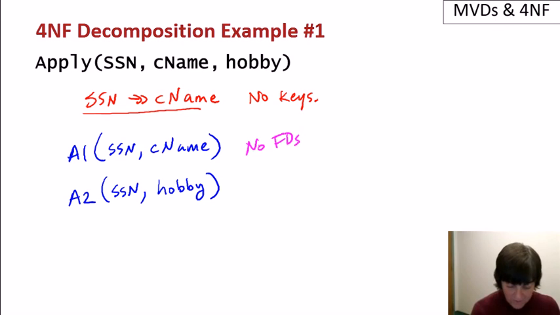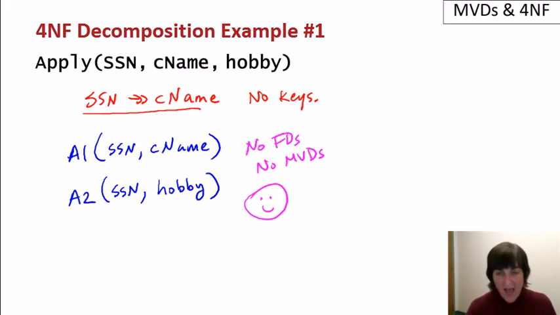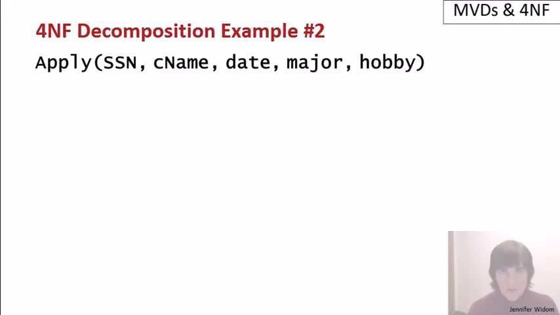These two decomposed relations actually have no FDs and no MVDs, so in that case we're definitely in fourth normal form, and we're done with the decomposition. I think we can agree that this looks like a good schema for the data at hand. Our second example is quite a bit more complicated.